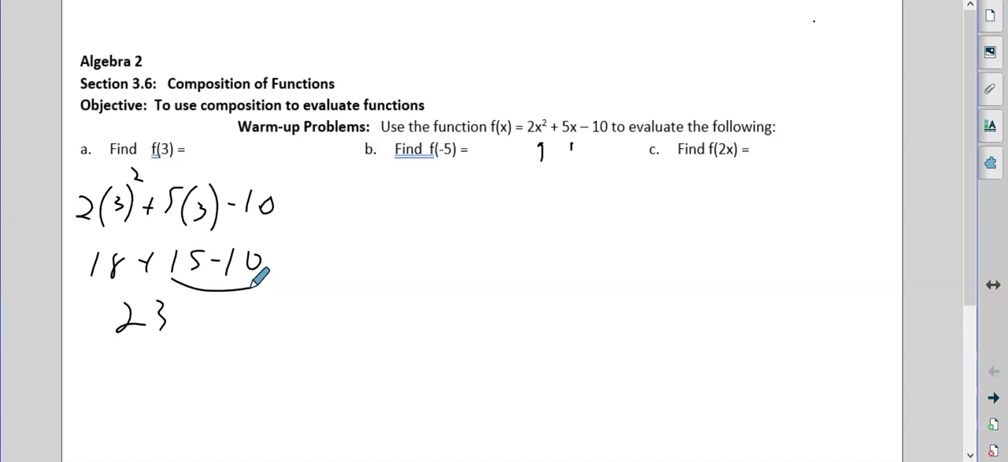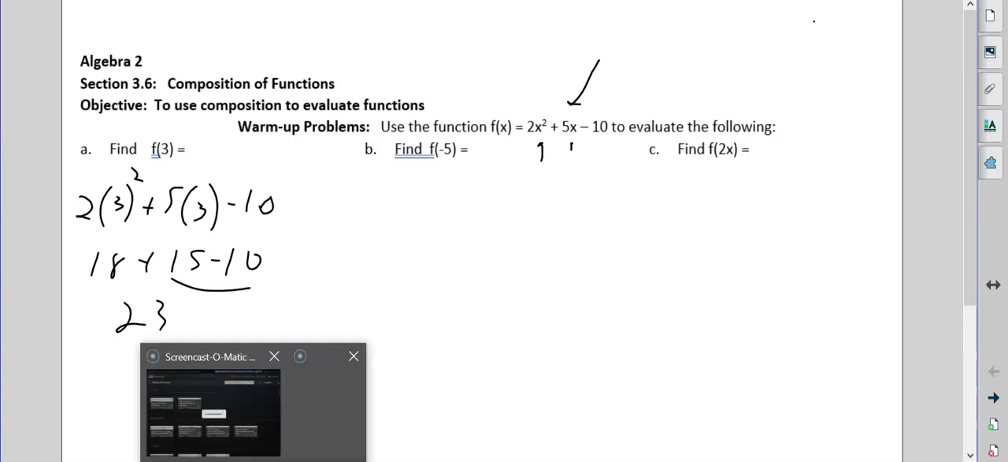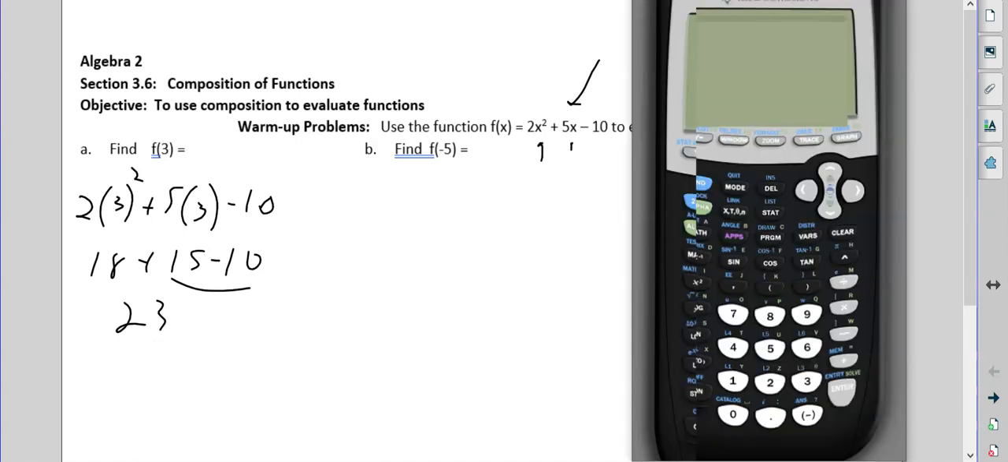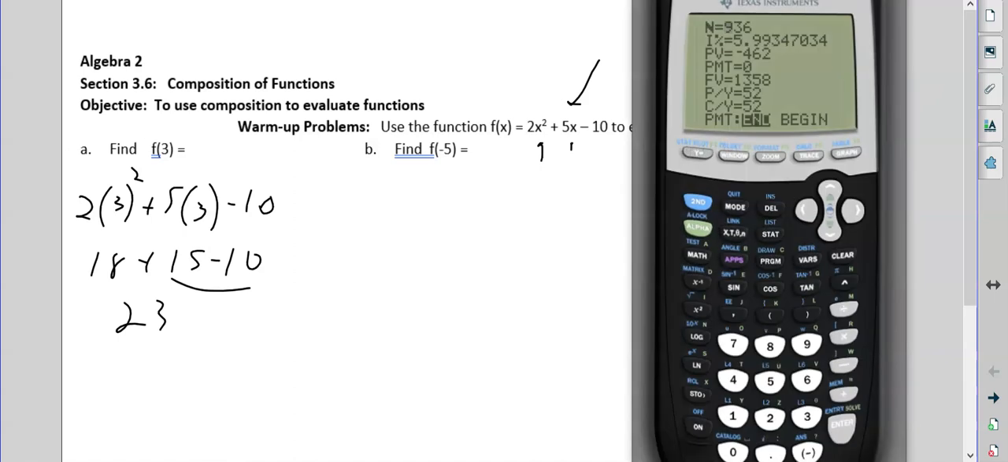Doesn't matter, okay? And you can also plug this into y equals on your calculator real quickly. I'm not going to do this for all of them, but I'll show you real quickly here. When you just have numbers, it won't work for C, but for A and B it will work. You can go to y equals and real quickly put in 2x squared plus 5x minus 10. You don't even have to graph it. You can just go to the table and look up 3. And there you see 23.